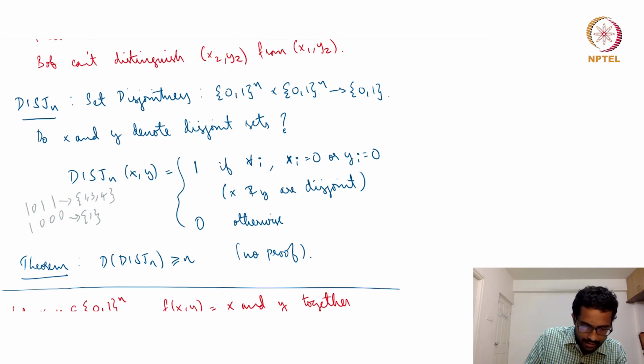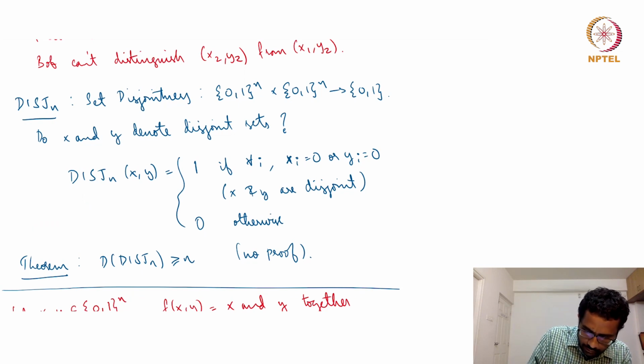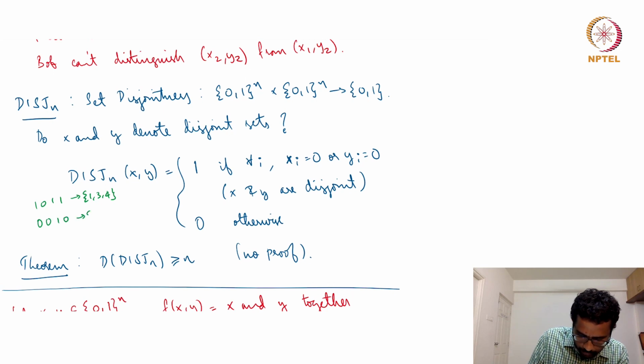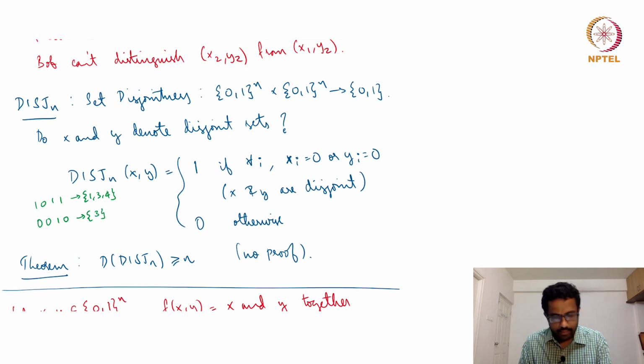So let us say Alice has the input, maybe I write here, 1, 0, 1, 1, which corresponds to the set 1, 3, 4. Let us say Bob has the input 0, 0, 1, 0, which corresponds to the set containing just 3. And what we want to measure is whether these two sets are disjoint. Obviously this is not disjoint because both of them contain the element 3, right?